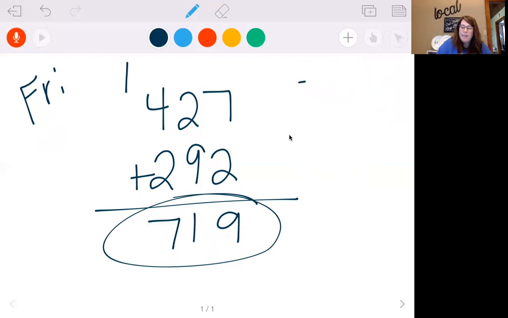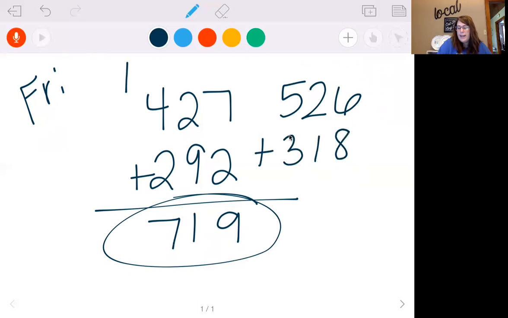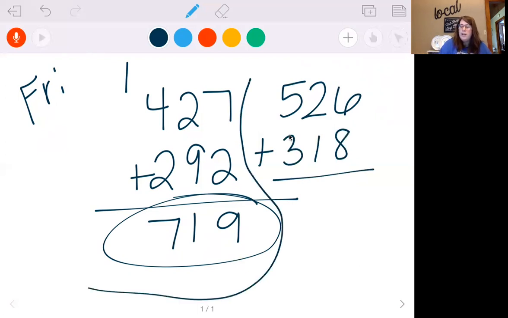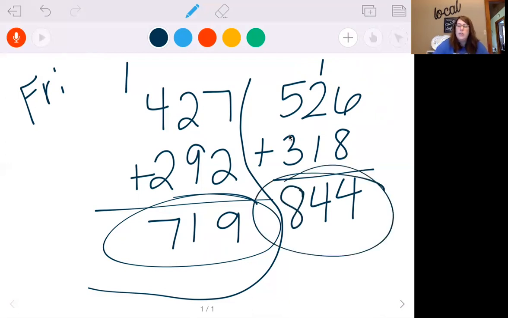Let's try 526 plus 318. I'm going to draw a line right there to kind of separate it. So we're going to start in our ones column. 8 plus 6, 9, 10, 11, 12, 13, 14. I'm going to put down my 4, carry my 1. 2 plus 1 is 3, plus 1 is 4. Nothing to carry, so I'm going to go over. 5, 6, 7, 8. So I get 844 is my answer.